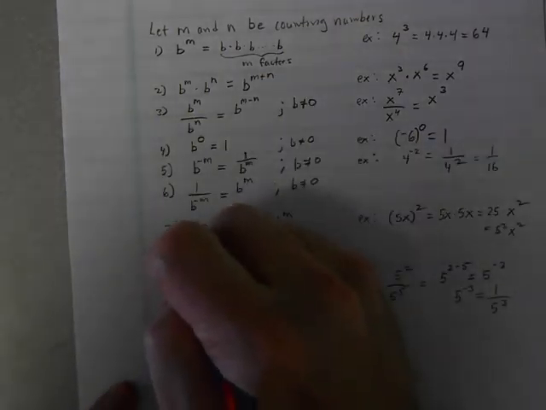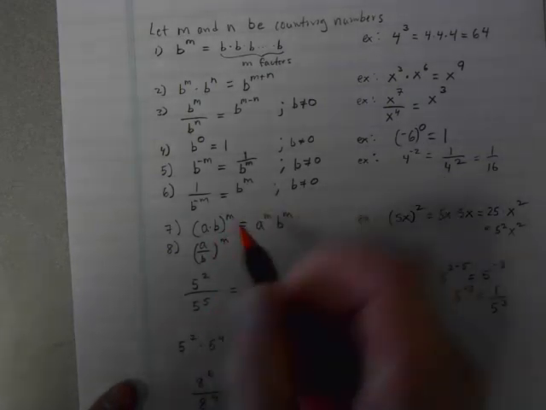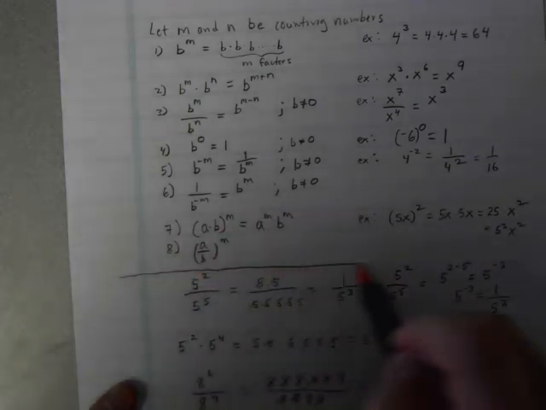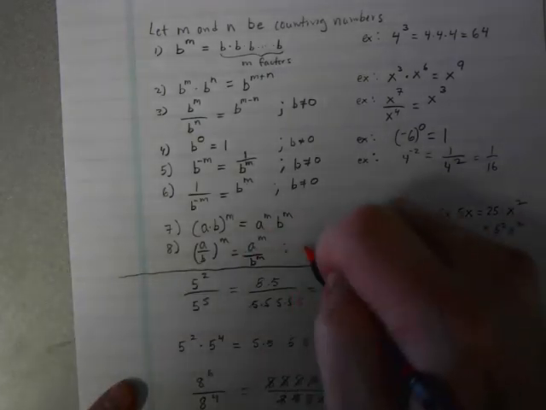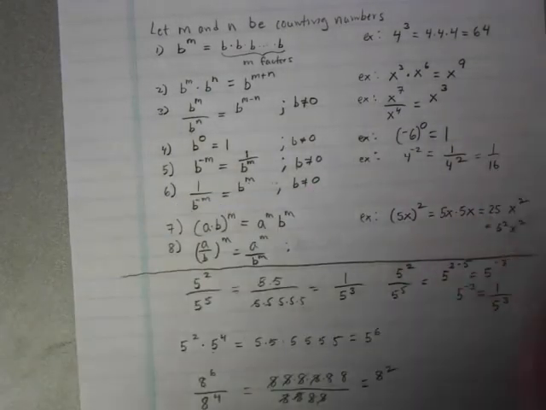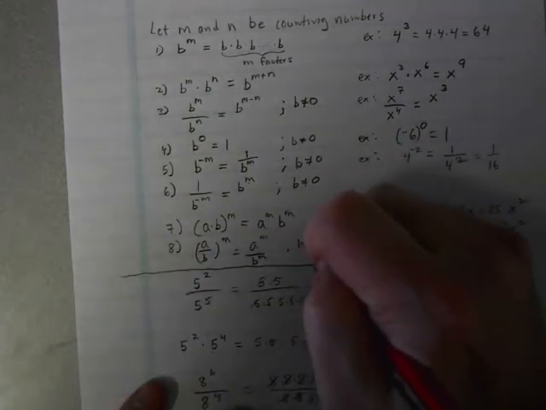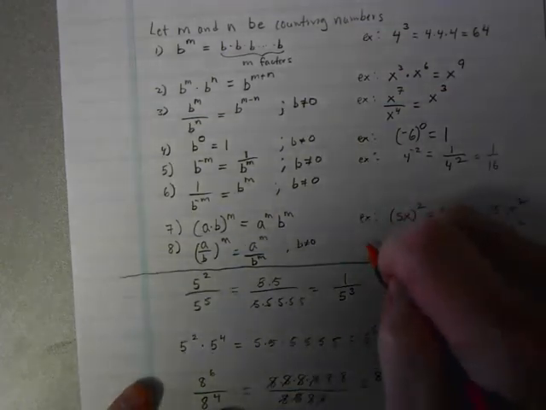Rule number 8 is very similar. If I have division with a power, I might not have left myself enough space for all my rules here. The power goes to both of them. And again, we have to have the little rule that b cannot be 0. You can never have 0 on bottom. All right, I think I have just enough room to squeak in rule number 9 here. And this is going to be my last one.